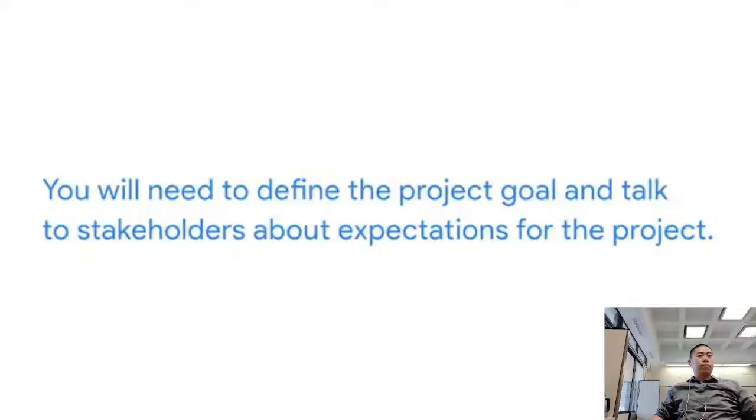Before you begin working on tackling the issue, you're going to need to define the project goal and talk to stakeholders about expectations for the project. In this case, the goal is to take average wait times down to less than 10 minutes on average, compared to 30 minutes. Next, it's time to measure how the current process is performing.